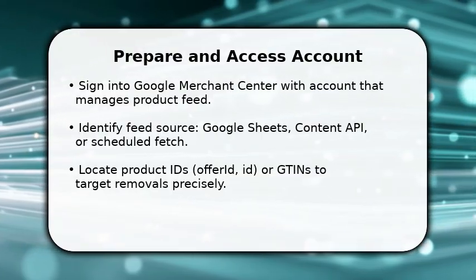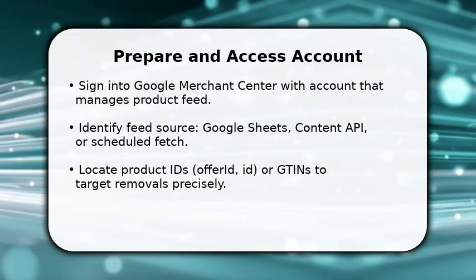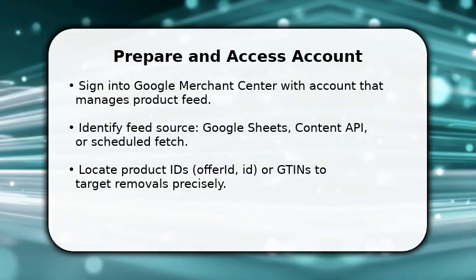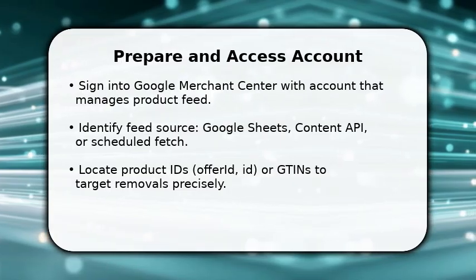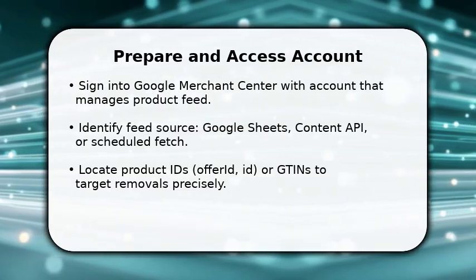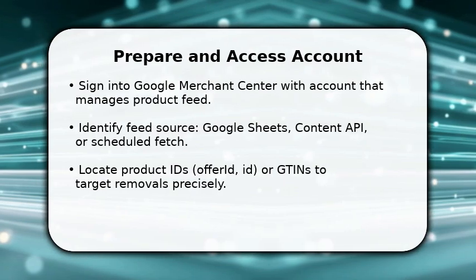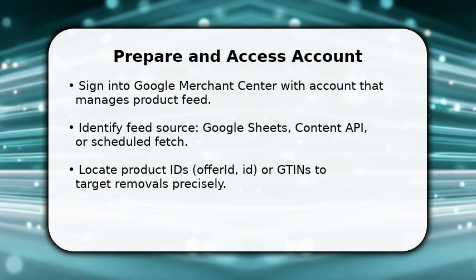Make sure to check whether the product originates from a primary feed, supplemental feed, or content API. This determines whether you edit the feed file, send a delete/remove via API, or pause listings from the source. Act now to target items.